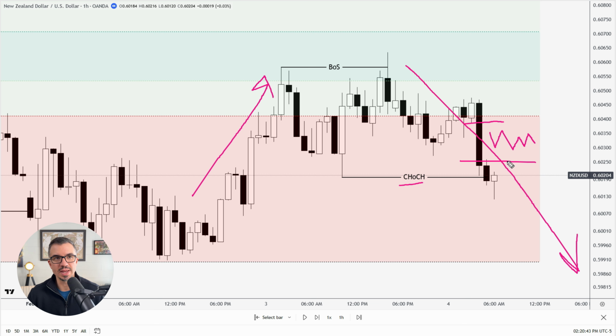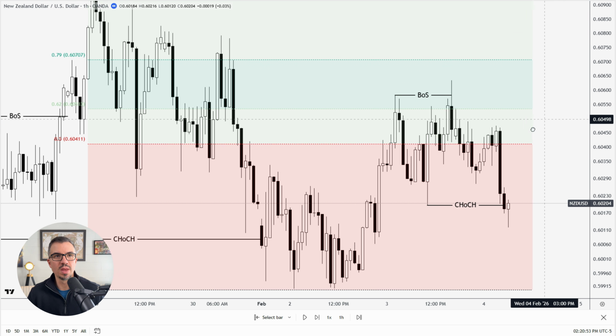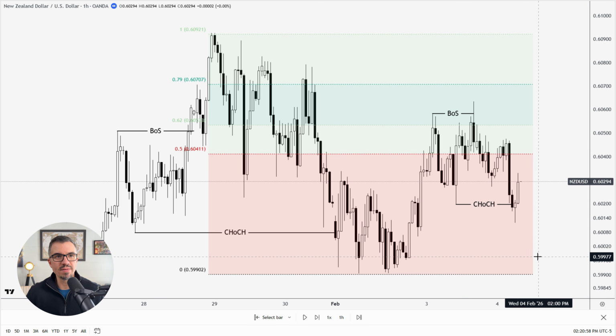This right here, though, is not the entry. The entry occurs up here on this imbalance. So if I play this forward now, again, we're still on the 1 hour time frame, just to make it nice and easy. So we have everything we need to take a trade.